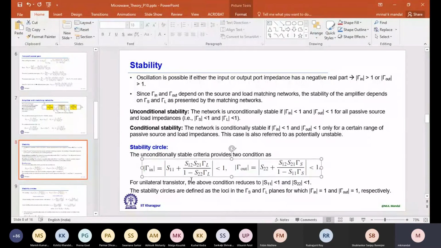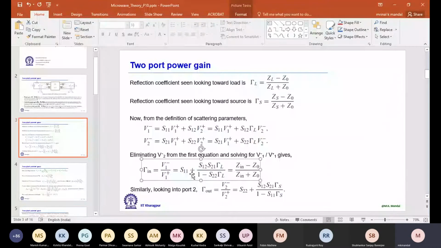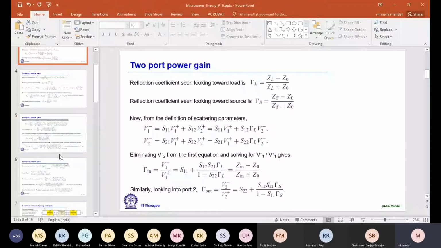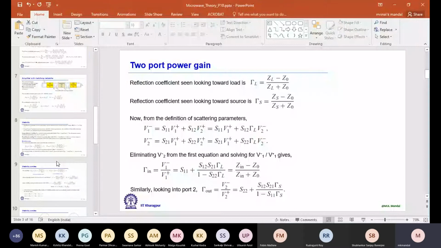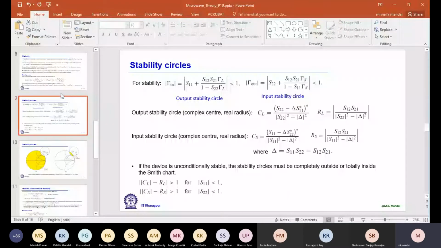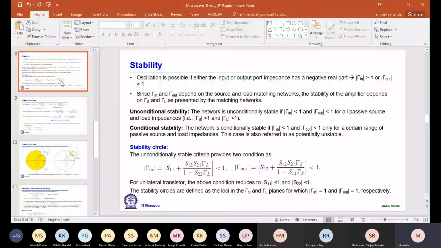Gamma in and gamma out we already derived last day. Here, gamma in is S11 plus this. We use the same expression here to find a relationship on the Smith chart for gamma in and gamma out, and we want to see over which region of the Smith chart this amplifier is stable. I did not include the derivation here. It is given in D.N. Pujar's book, so you can go through that.